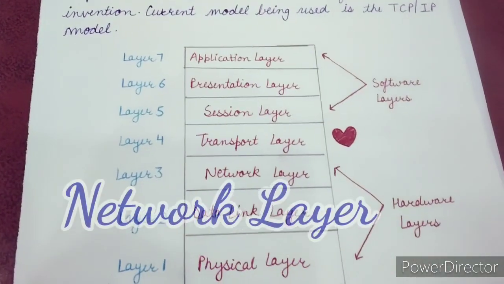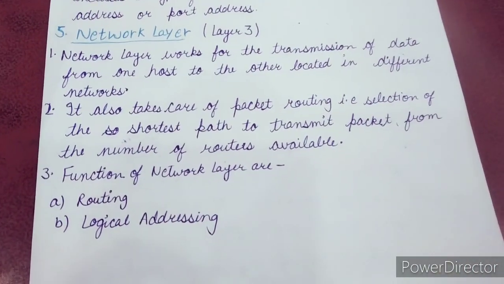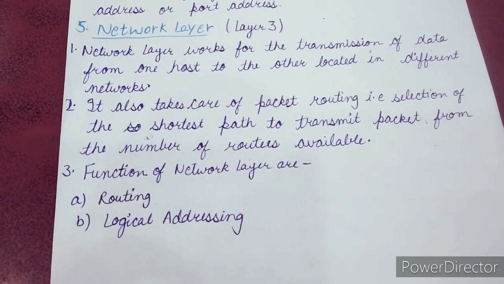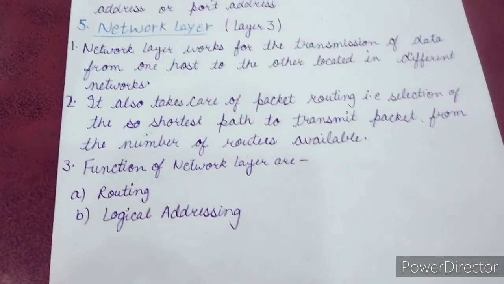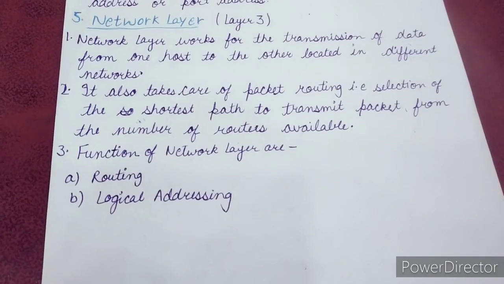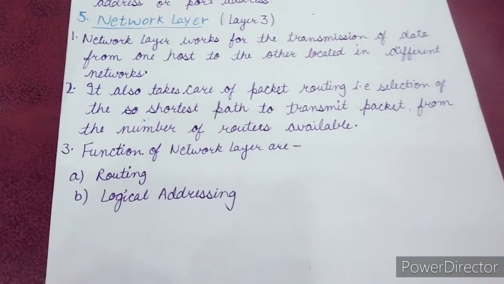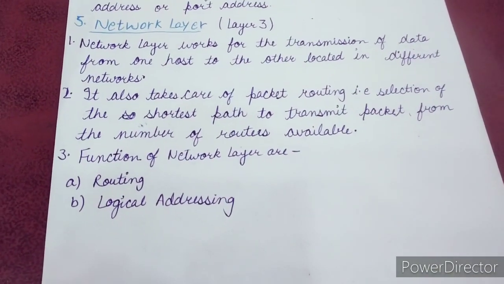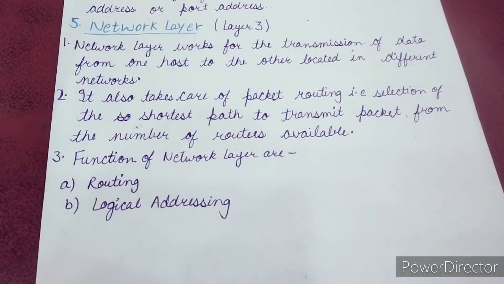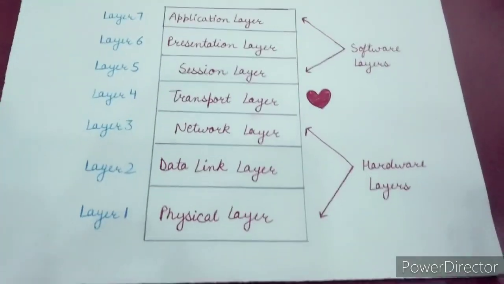Now layer 3, the network layer. The network layer works for the transmission of data from one host to another located in different networks. It helps in the transmission of data from one host to another network and selects the shortest path for transmitting the data. Number of routes are available for the transmission, but the network layer selects the shortest path for data to get transferred. The main functions of the network layer are routing and logical addressing.